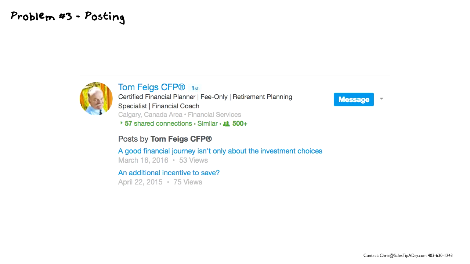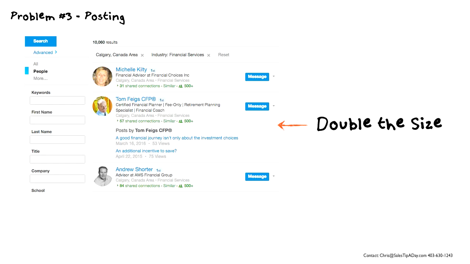Now, the third thing that I see is that it's hit and miss, but you can put posts up on LinkedIn. And when you put posts up on LinkedIn, one of the best things that happens is it shows your smarts and what you do and makes you a thought leader, which impresses people. Not only that, you also get to see double the size in the search results. So if you take a look here, Tom compared to Andrew and Michelle, his results are double. When his results are double, guess what? Your eye's drawn into that. So it's a great way to get people to gravitate towards you as well.